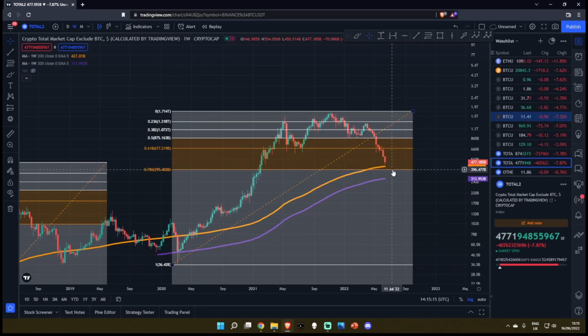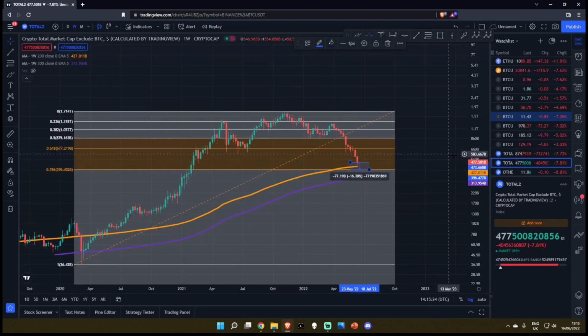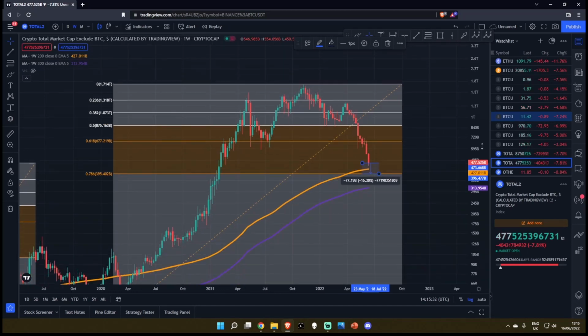The altcoin market is still above the 786. Once this breaks, and if it breaks below 396 billion, which in my opinion I do believe it will, this would represent another 16% drop, or 77 billion of the altcoin market cap wiped out before the next massive leg to the downside. Then what you can expect is the Bitcoin dominance to start going on a massive run, your altcoins to get wrecked.